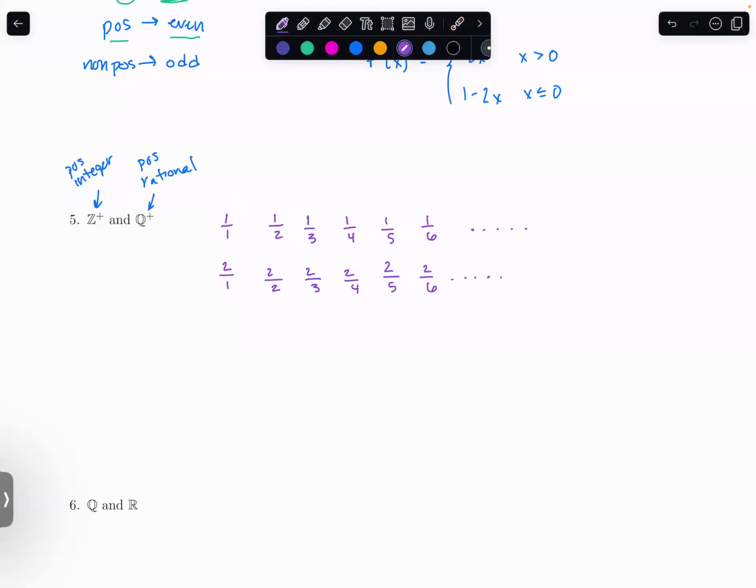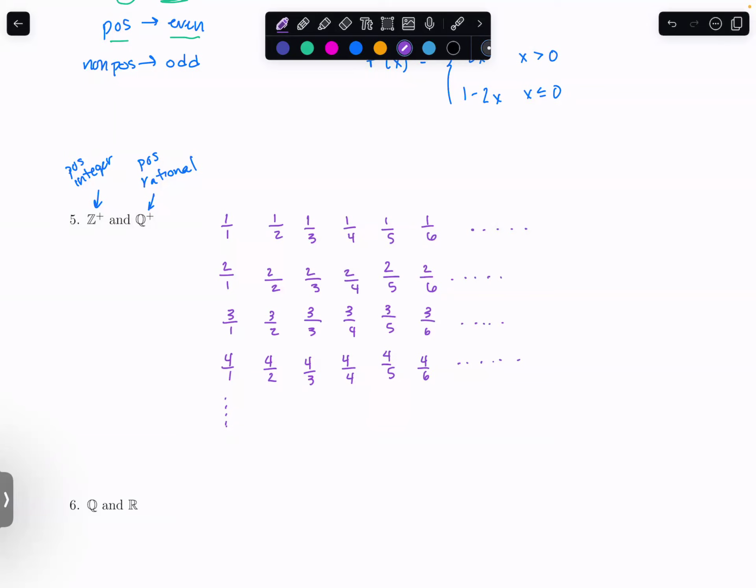I'm going to keep going, making 2 more rows. So, 3/1, 3/2, 3/3, 3/4, 3/5, 3/6, etc. And then 4/1, 4/2, 4/3, 4/4, 4/5, 4/6. Again, lots of duplicates happening. That's okay. If I could go on forever, I'm going to have duplicates, sure, but I will also have every possible rational number listed. And because I made this list, that means it's countable.